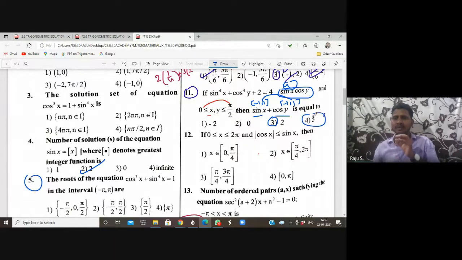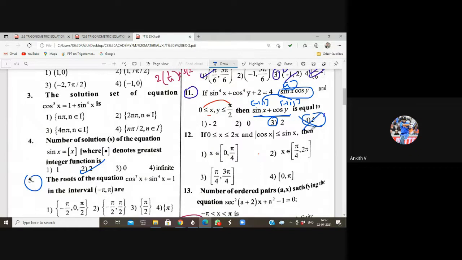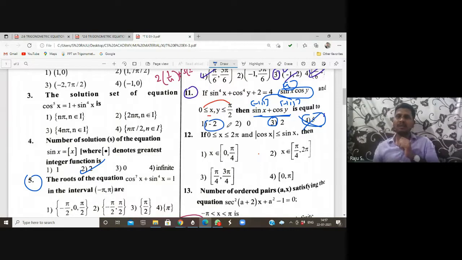Is it equal to 5? Sin x plus cos y, it is from minus 2 to... Maybe minus 2 may be right, 0 may be right. Even then, think about that. Minus 2 is also not possible. Why?